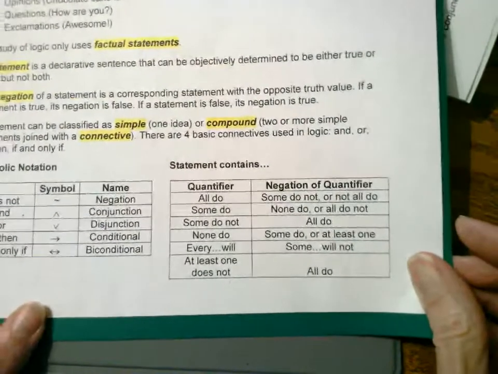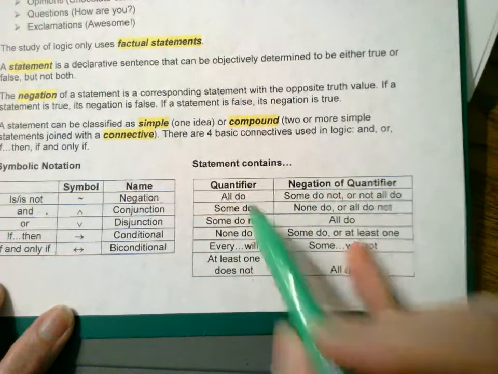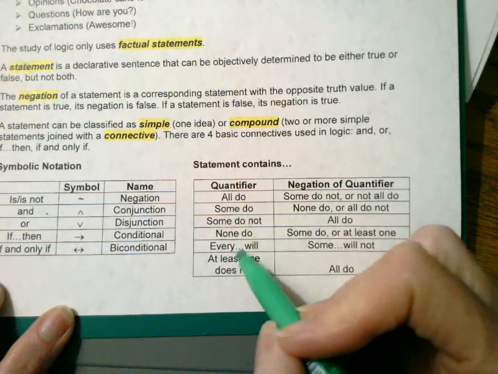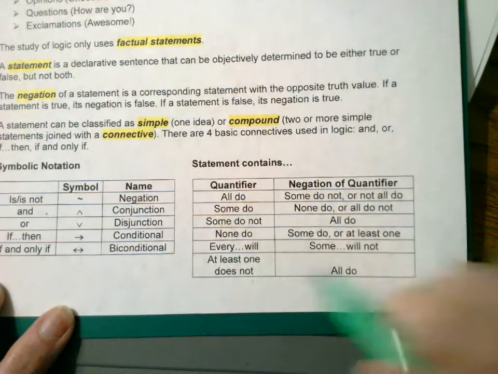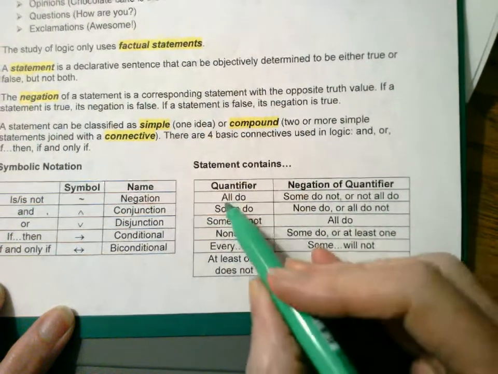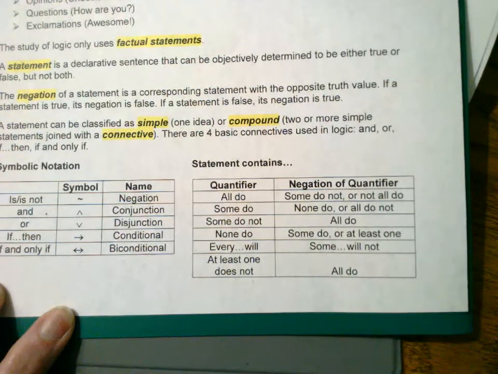The qualifiers, we're not working as much with those. Qualifiers, are we talking about all or just some or everyone or none or at least one? That's a qualifier. So a negation of a qualifier: if all do, then its negation would be some do not, right? All do, but some don't. That's a negation of all do. Or also stated as not all do.